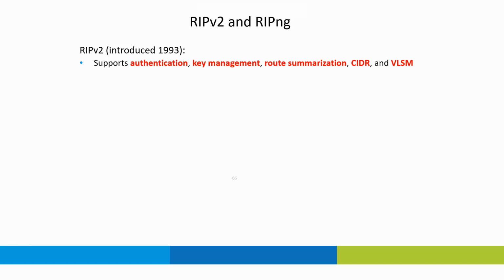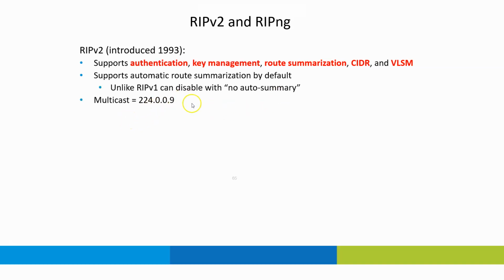Route summarization summarizes the route at a classful boundary. So if I had a 10 network, it thinks that all of the 10s are here. If I have a 172.16, it's going to think that all the 172.16s are here. The 172s and on down the line. So the classful summarization happens by default on RIP v2. It is one of those that can be turned off. No auto-summary is the command that we would use for it. Automatic route summarization by default, no auto-summary to turn it off.